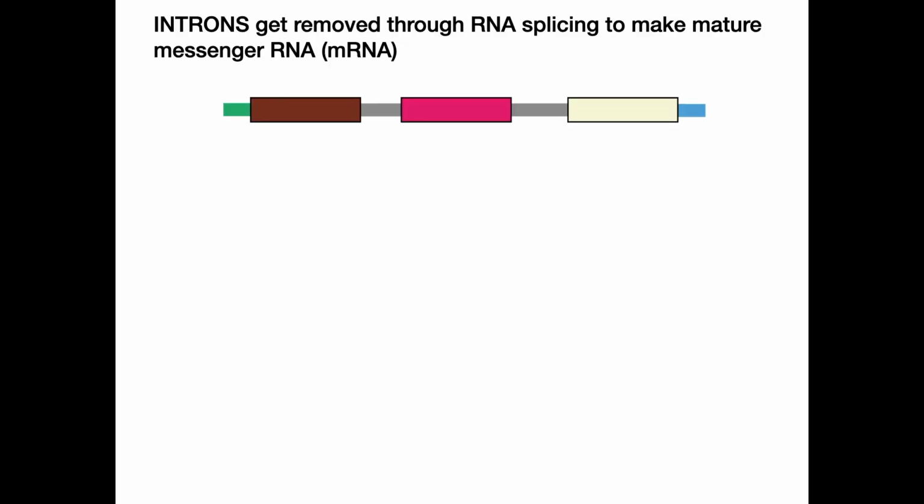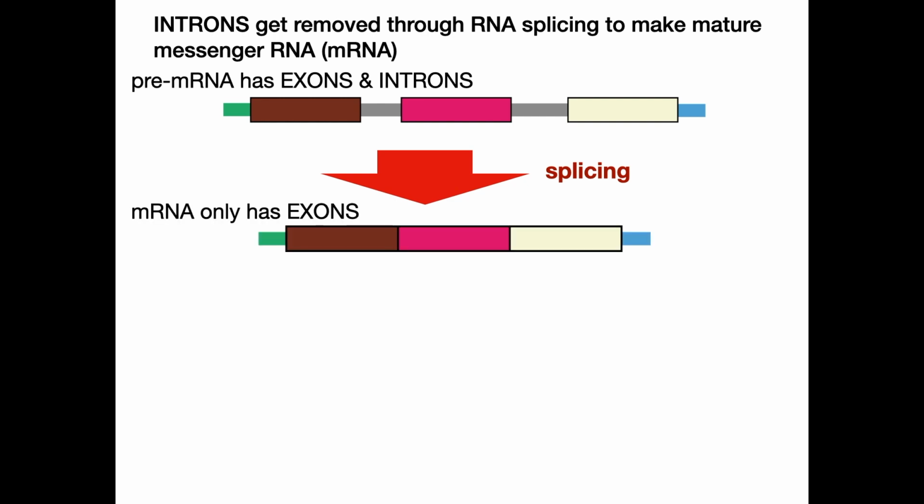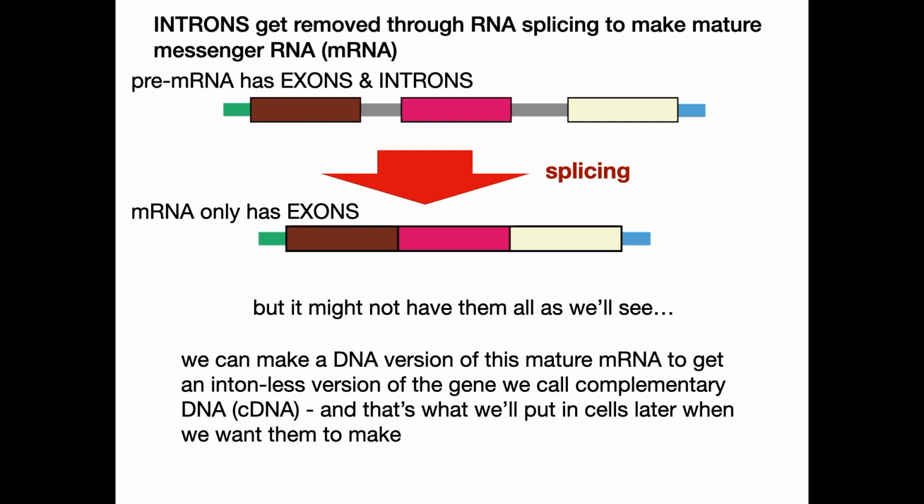These introns get removed in a process called RNA splicing to make mature mRNA. Your pre-mRNA has the exons and the introns, and the mature mRNA only has the exons, but it might not have all of them. We can also make a DNA version of this mature mRNA to get an intron-less version of the gene. Sorry, that should say intron instead of inton. We call that DNA version of the mRNA cDNA, for complementary DNA. That's what we put in cells when we want to get them to make a protein, in recombinant protein expression.